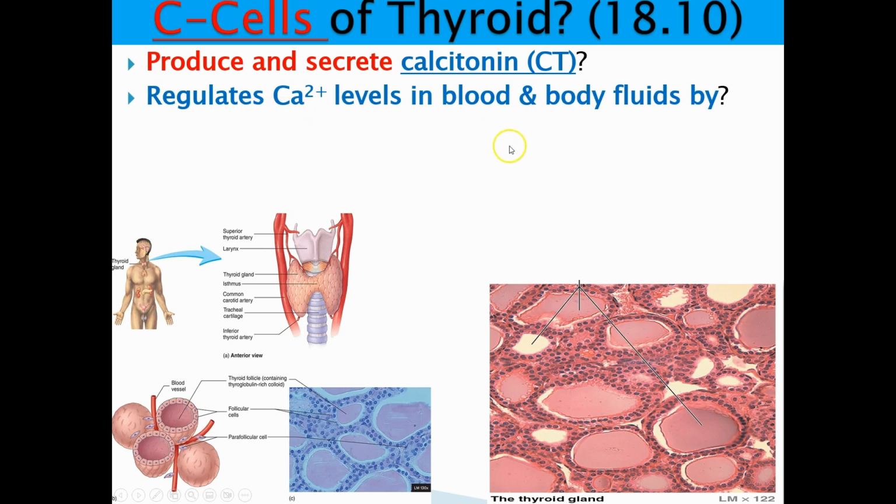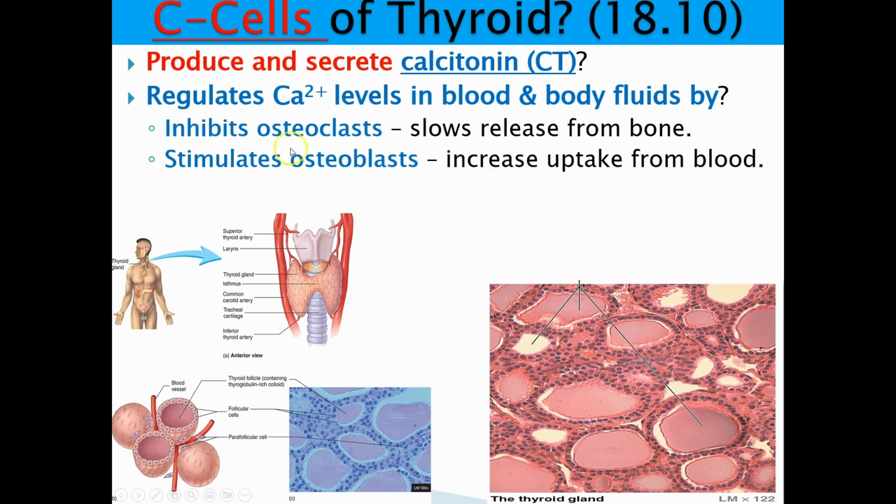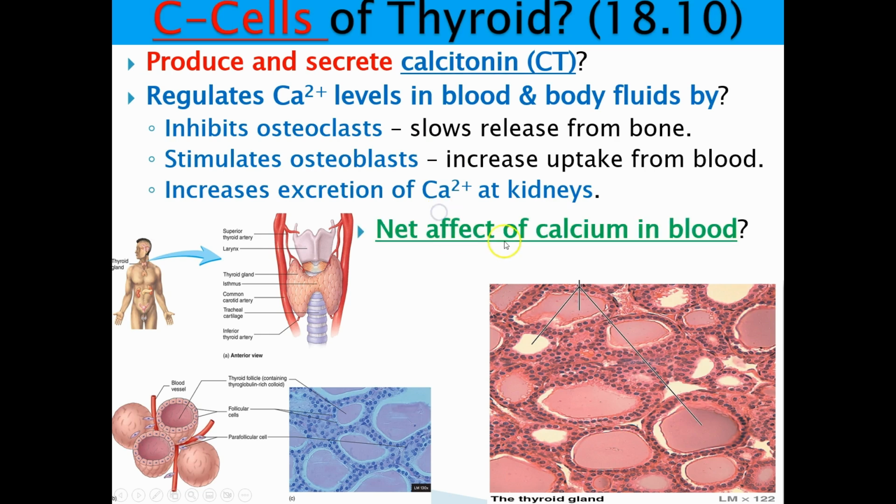It regulates calcium levels by causing an inhibition to the osteoclast, i.e. slowing down the release. But the big focus is it stimulates osteoblasts. And the way I remember that is calcitonin, I think calcium in, calcitonin in, calcium in. Calcium into the bone. And so the bones uptake it from the blood, and therefore they cause a decrease in the calcium in the blood.